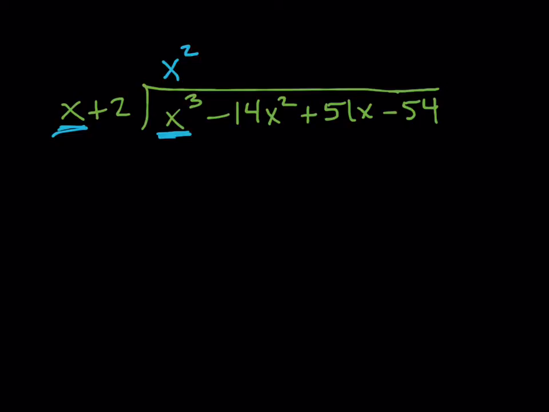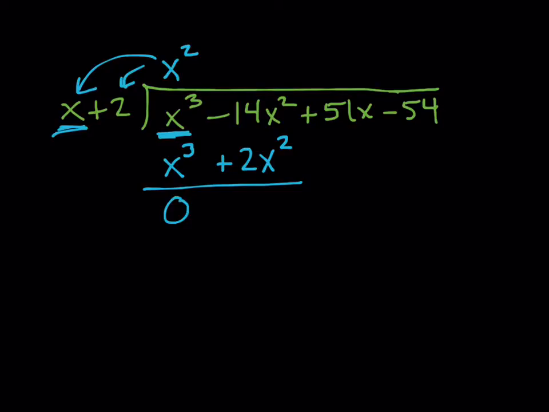Alright, and then multiply x squared times each of these terms, x and x plus 2. Okay, and then that goes underneath. So x squared times x is x cubed. X squared times 2 is plus 2x squared. And then we subtract. So x cubed minus x cubed is 0. And we talked about the fact that we can stop writing the zeros now. Okay, so leave that blank. And then negative 14x squared minus 2x squared is negative 16x squared. And then once you've done that, bring down the next term, plus 51x. And repeat this process.